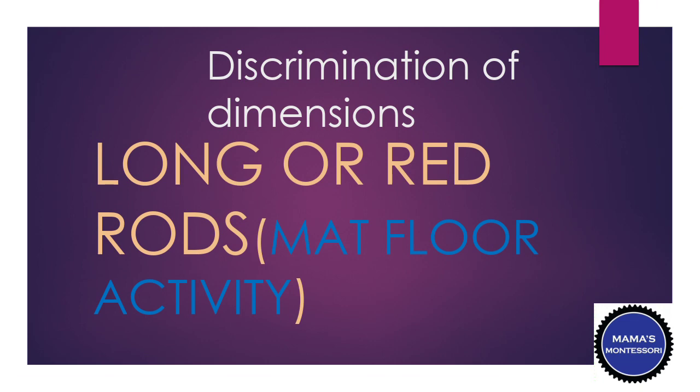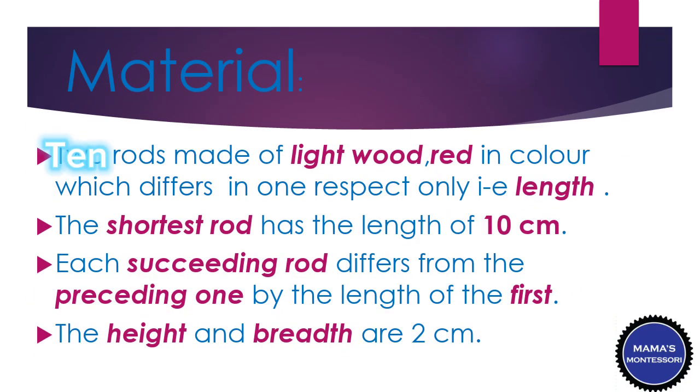Long or red rods is a mat floor activity. Discrimination of dimension means changes in dimensions. The material used in the Montessori system consists of 10 rods made of light wood, red in color, which differ in one respect only, that is length. The shortest rod has a length of 10 cm.